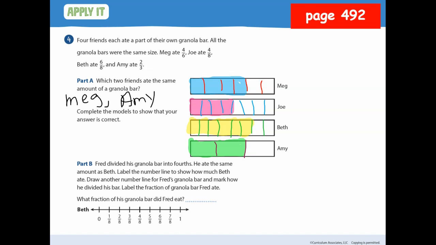It says Fred divided his granola bar in 4ths. He ate the same amount as Beth. Label the number line to show how much Beth ate. Draw another number line for Fred's granola bar below it. So Beth ate how much? This is Beth, everybody. How much? 6/8.